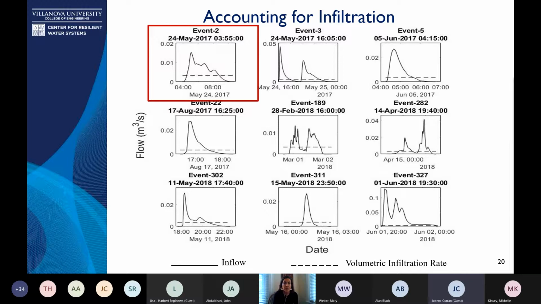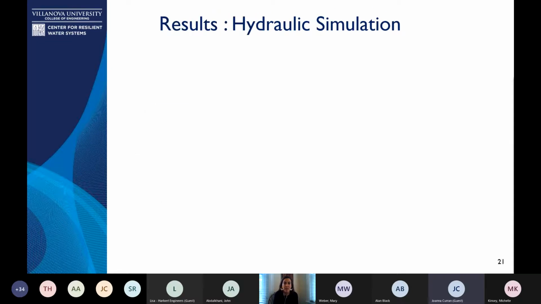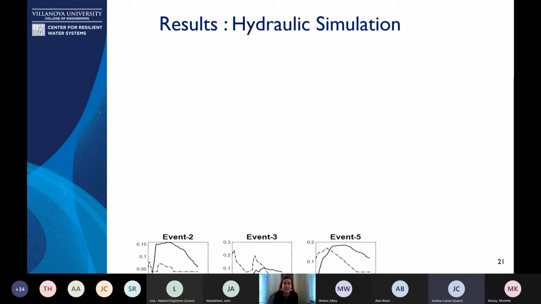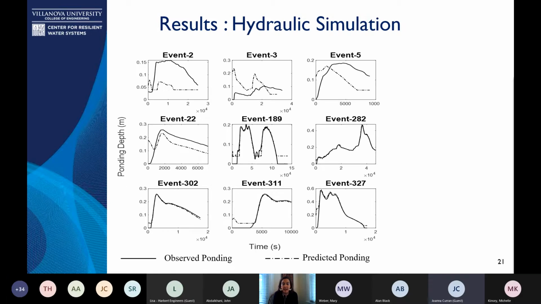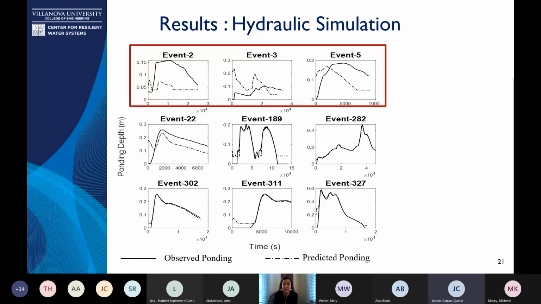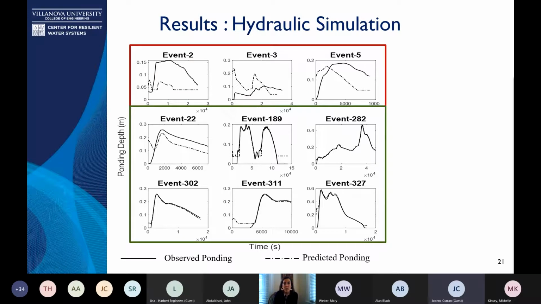So you can see the inflow in the solid line and then the dashed volumetric infiltration rate that was calculated through a MATLAB program. And we applied this to the hydraulics simulation, and we could use observed ponding depths to compare to our predicted accuracy. And in certain storm events, this wasn't great, but overall, we ended up with a pretty good performance of the model, and we're able to model 33 events quite accurately.